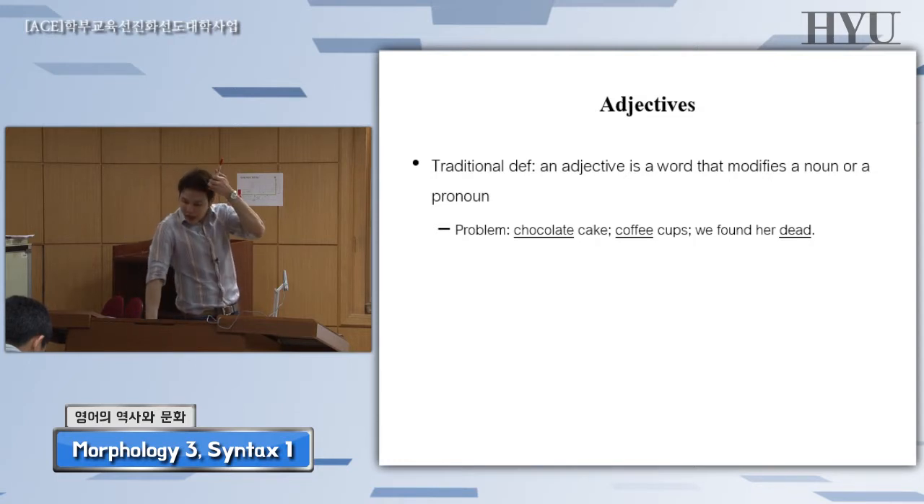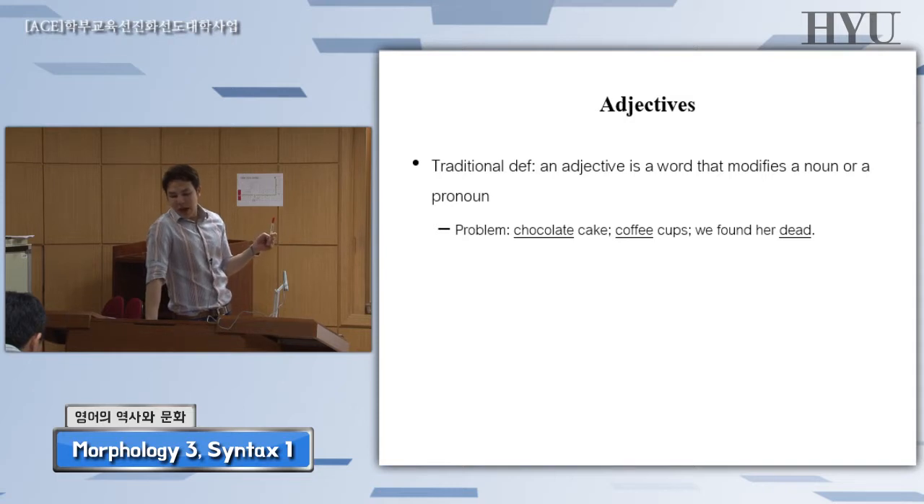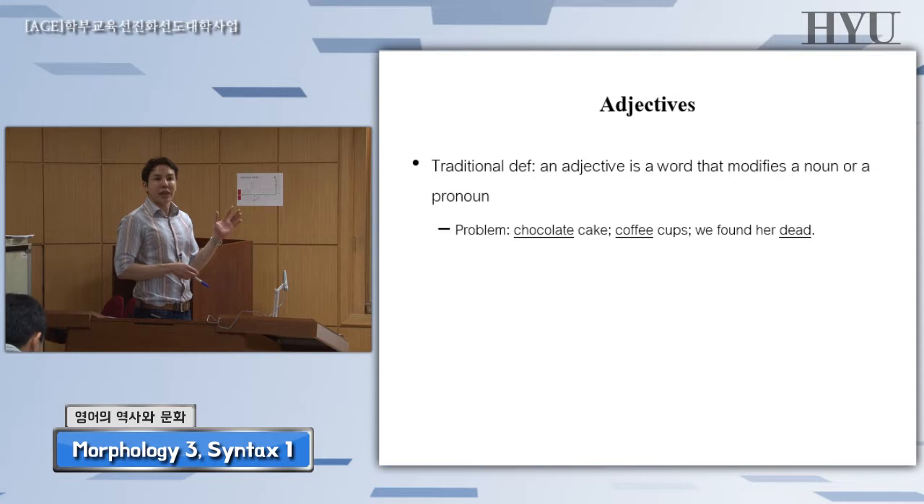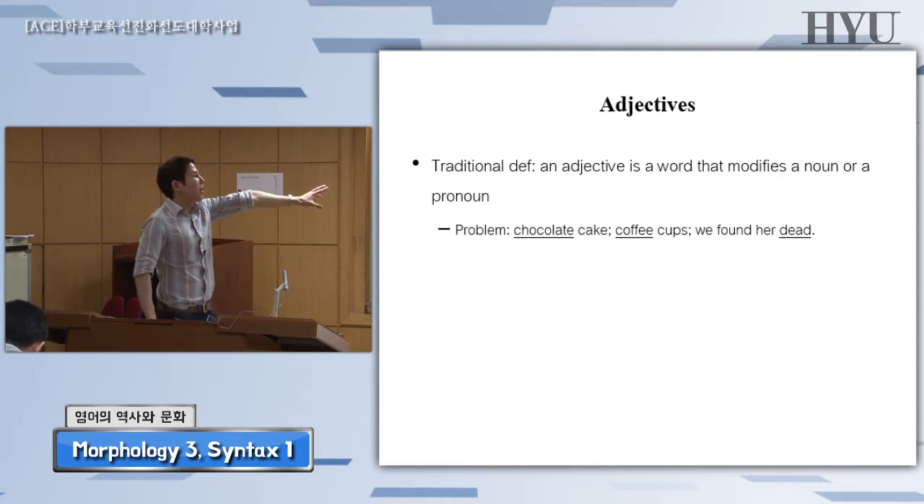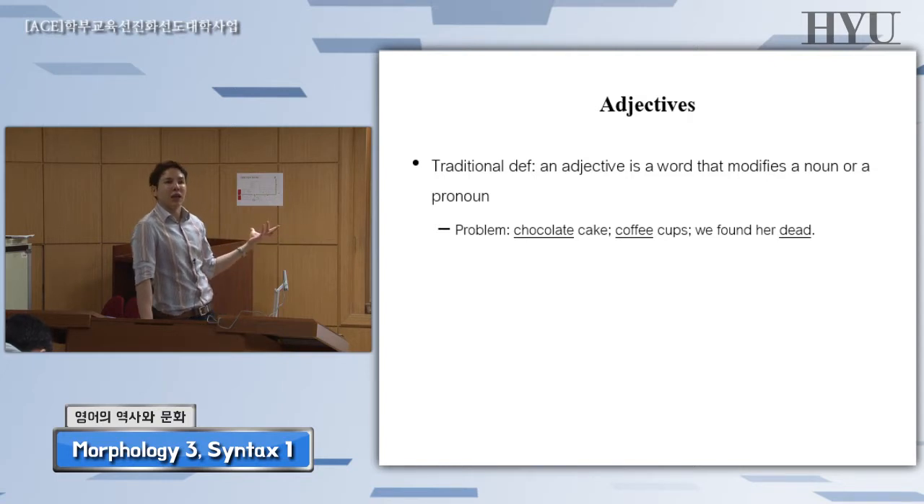The next criteria has to do with adjectives. So adjectives are words that modify a noun or a pronoun, right? Usually that criteria works, okay? But there are some problems, like chocolate cake. The word modifies a noun also, but chocolate is not an adjective. Coffee cup, coffee modifies cup, but it is not an adjective. Or we found her dead. Dead is an adjective, but it doesn't modify anything.